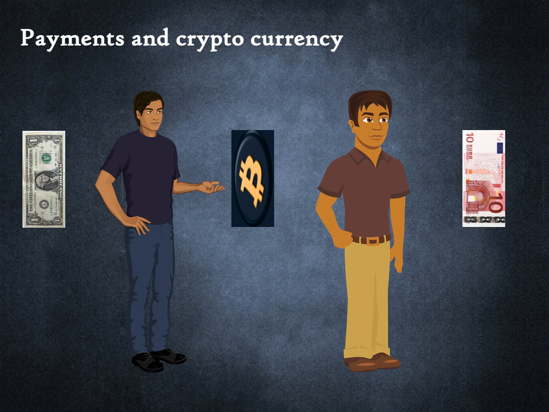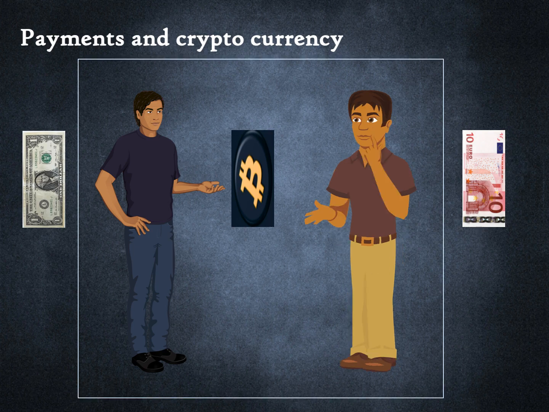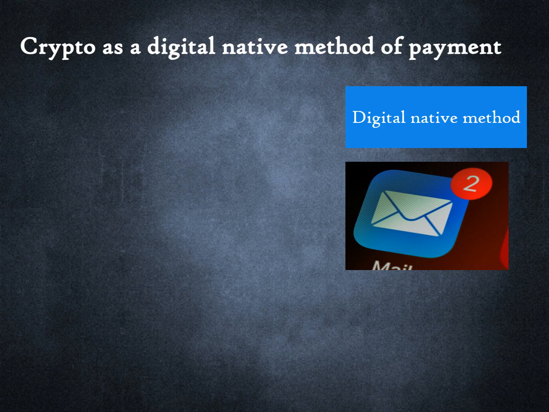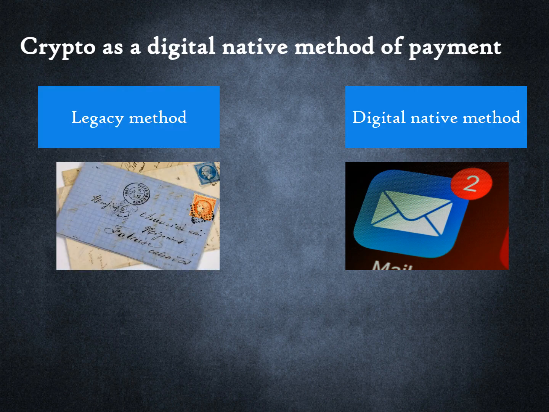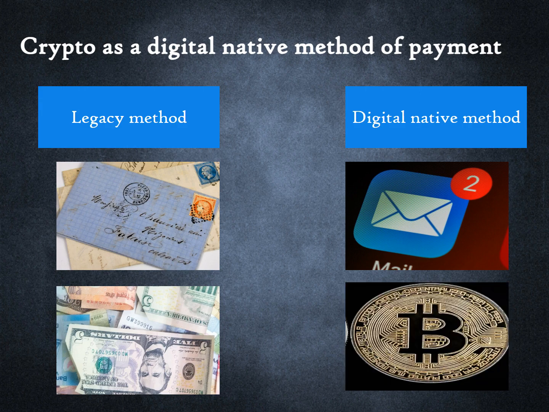But imagine a world where everyone accepted cryptocurrency. In that world, Sam could simply keep the cryptocurrency in its native state. Email was a digital native equivalent of snail mail. It would be strange if email required postage stamps. Hence, cryptocurrency can be thought of as a payment rail for the digital age.